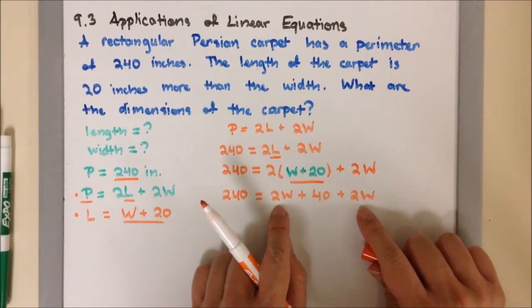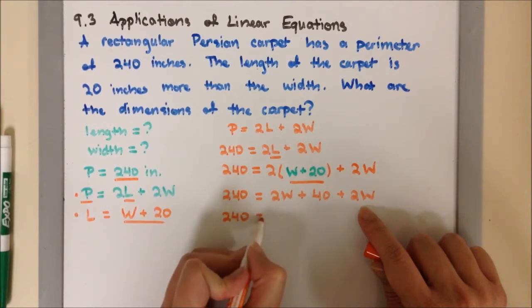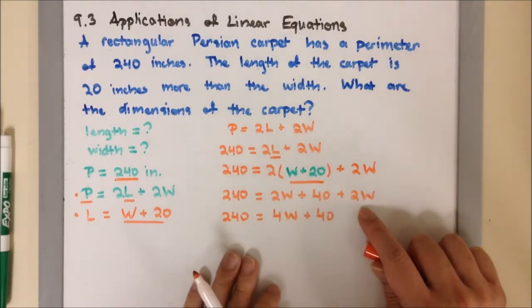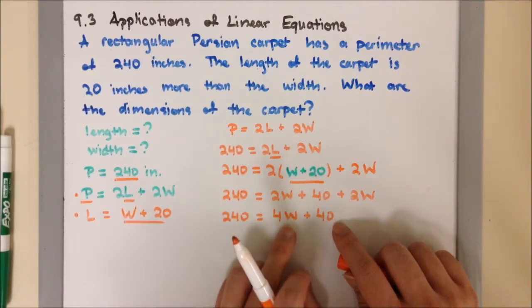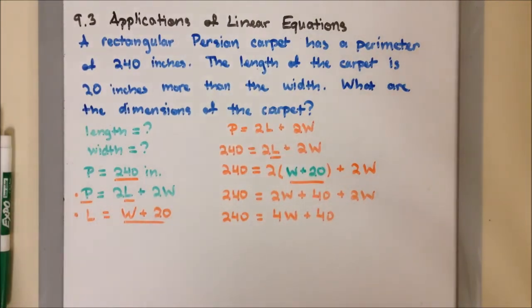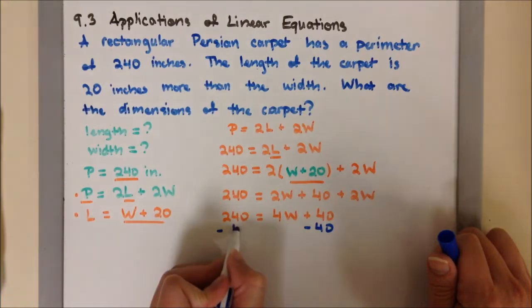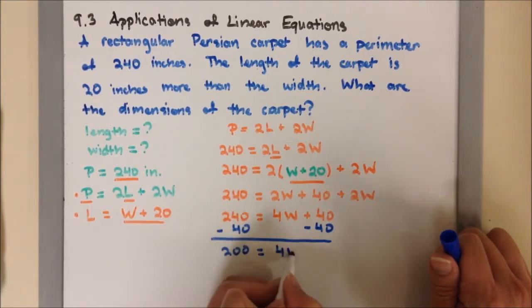Here I can combine the two W's together because they have the same variable. So it'll be 240 equal to 4W plus 40. So now I was able to simplify where this equation have one variable to solve, which means that you should be able to find the answer for W. Alright, now from there, cancel out the plus 40. So it's going to be 200 equal to 4W.